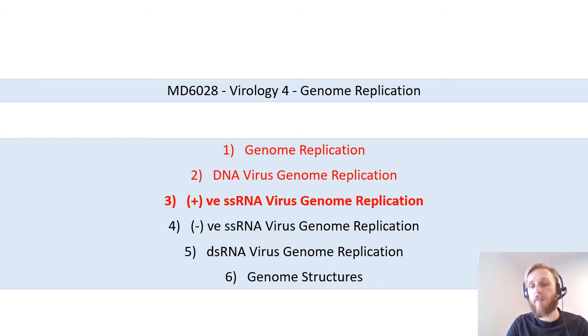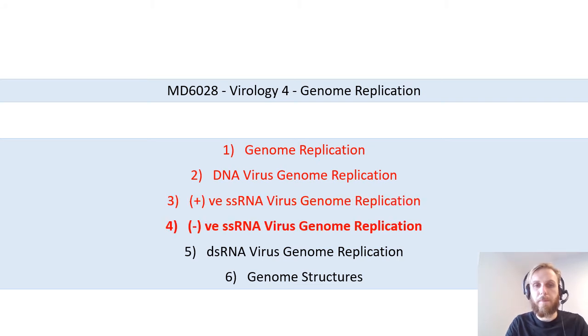Okay, so that's the positive sense single-stranded RNA viruses. Again, there is complex information there, there is technical information, but it's all adhering to the principles we've established. So if we understand the principles that we've established in earlier lectures and at the start of this lecture, then there shouldn't be anything too difficult for us to understand there. Okay, so next we want to think about the negative sense single-stranded RNA viruses and how they replicate their genomes.